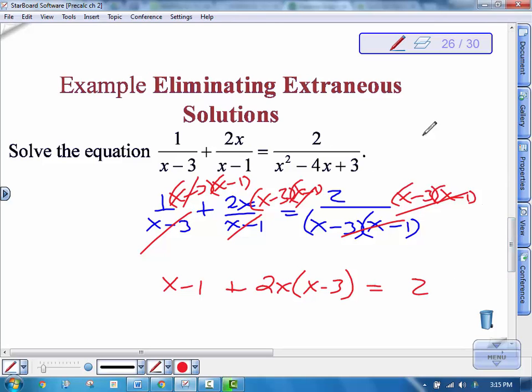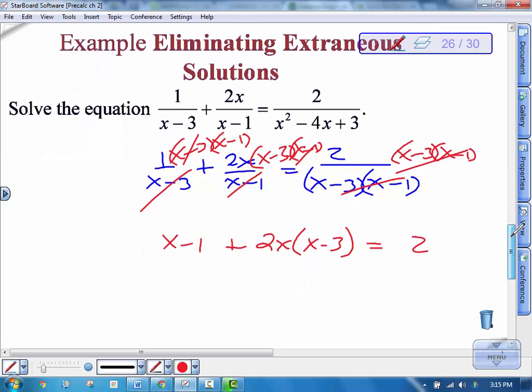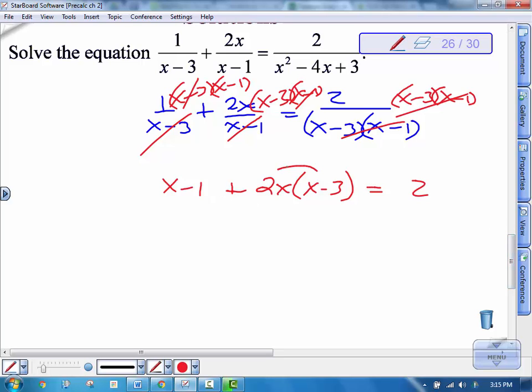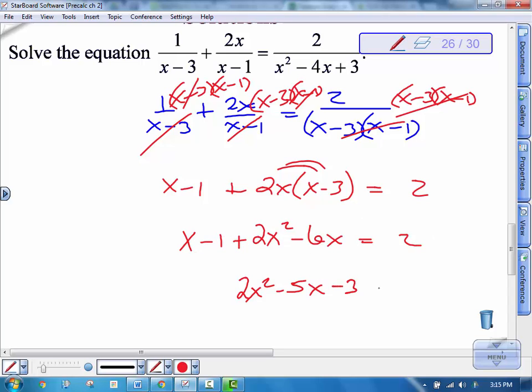So we took a really complicated rational equation, and we simplified it into a quadratic with one step. This is 2x squared minus 6x. And then we can turn this into 2x squared minus 5x minus 1, if we subtract the 2 over, that'd be minus 3.